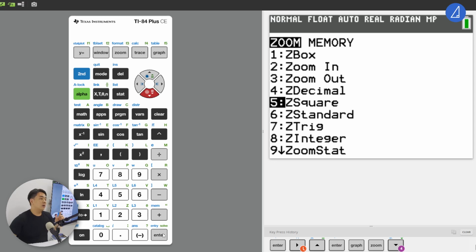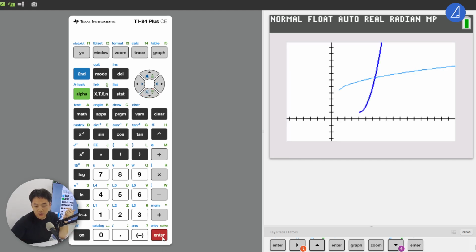Okay, this one, zoom square is useful for circle, ellipse, and inverse function. These 3 things. Circle, ellipse, inverse function. Okay? So you just press number 5. You get a very nice curve like that. Now the ratio of the scale of this x-axis and the y-axis is 1 to 1. It's the same 1 unit.